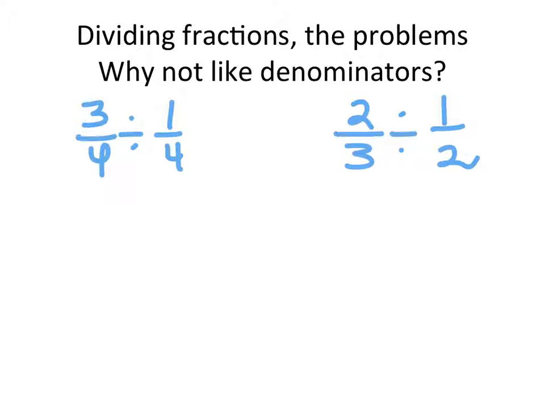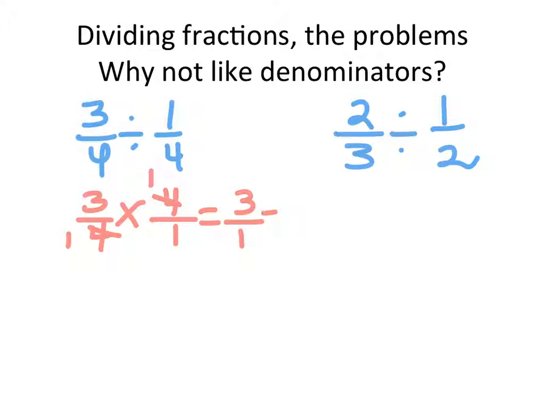So traditionally, what we would do is we would say, I have 3/4, and I'm going to divide it by 1/4. Instead of dividing, I'm going to multiply, and I'm going to multiply times the reciprocal. Once I have that set up, I might be able to cross divide to make my multiplication easier. Then I take top times top and bottom times bottom, just like I did when I multiplied.